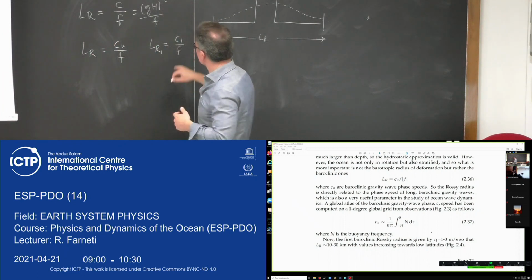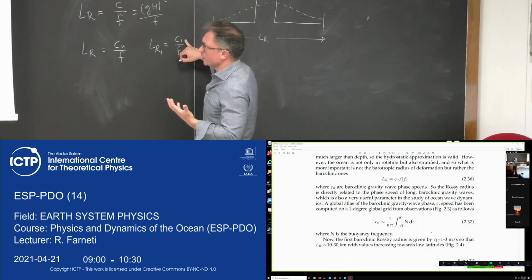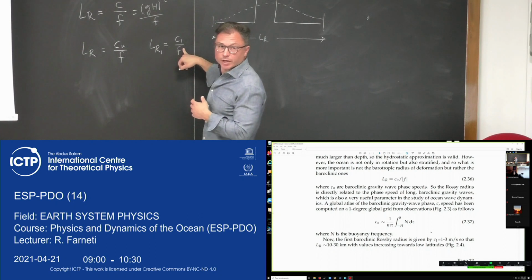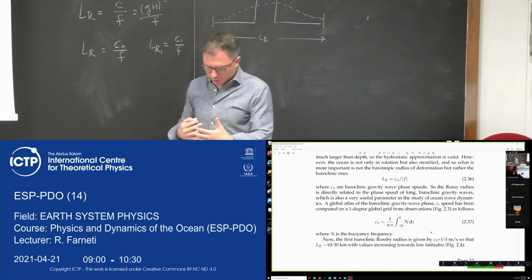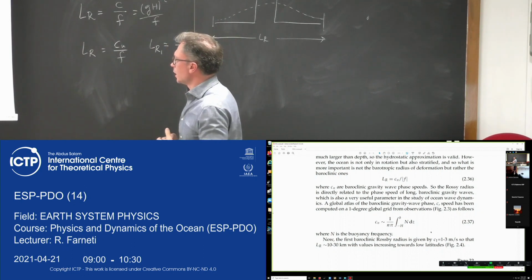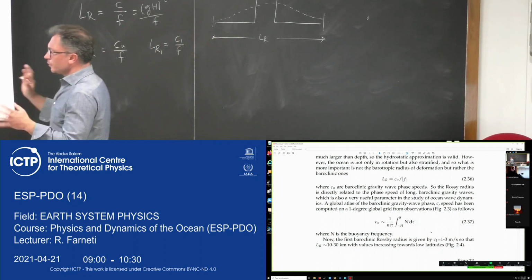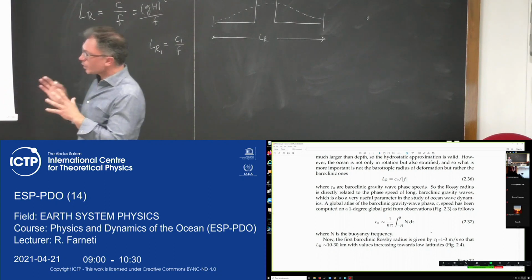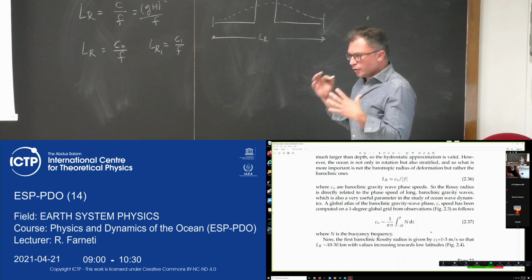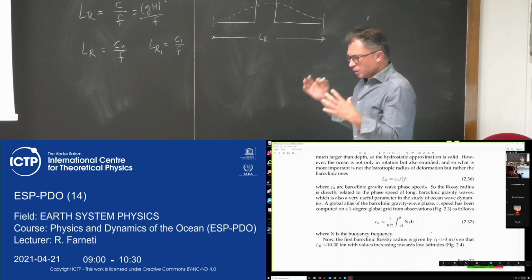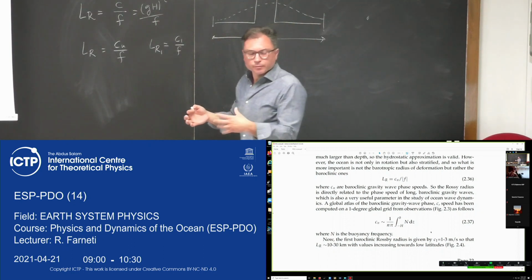Okay, so c1 varies, but especially f varies with latitude. So the baroclinic Rossby radius of deformation depends very heavily on latitude, and it goes from 10 to 30 kilometers. So it's very small. So that's the typical length scale of your dynamics that is in geostrophic balance.